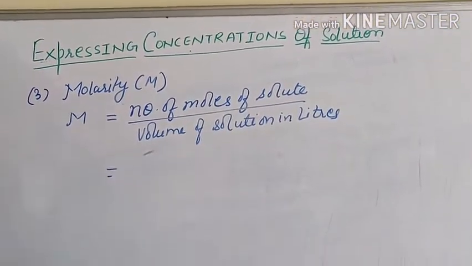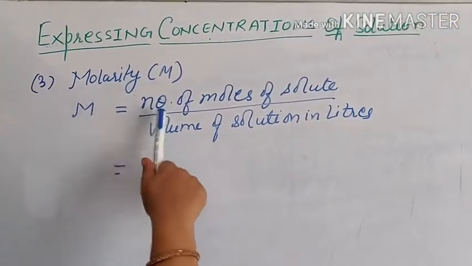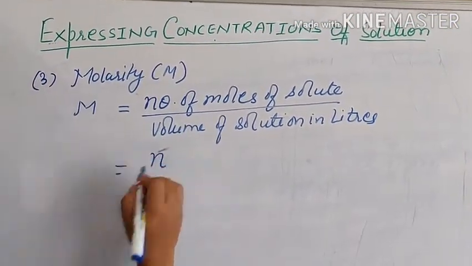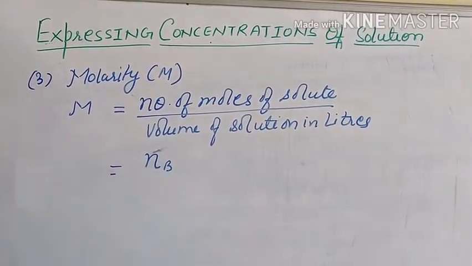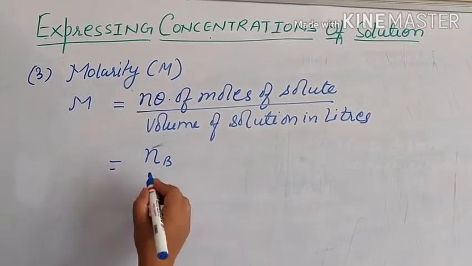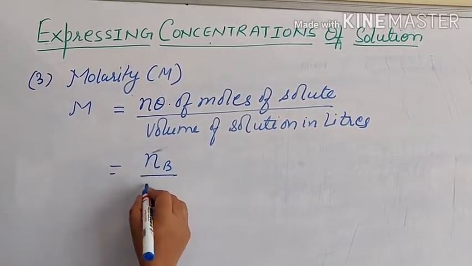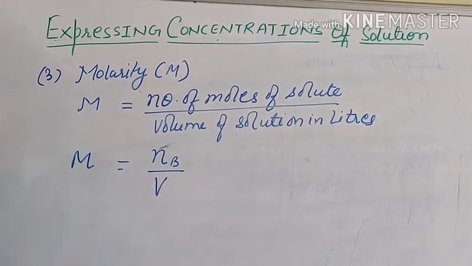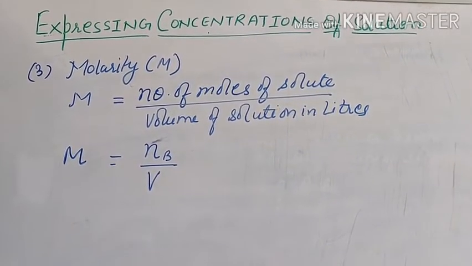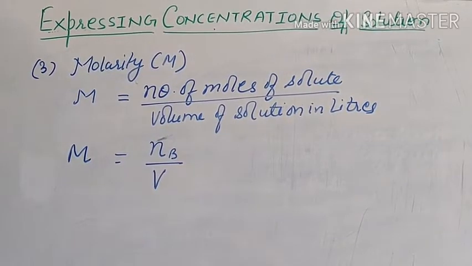Now molarity may also be written as follows. Number of moles is expressed with the help of letter N, and solute is represented with the help of letter B. So number of moles of solute is NB, and volume of solution in liters is V. So molarity may be represented by the formula NB upon V.